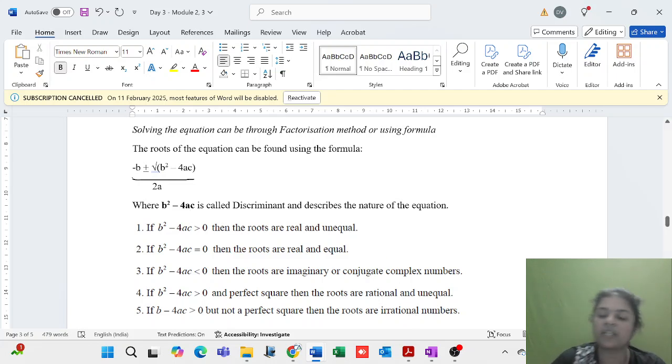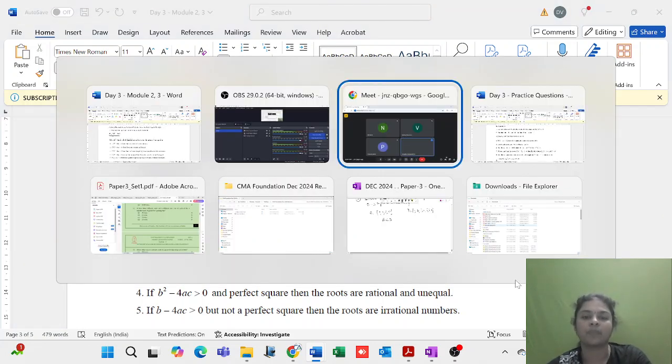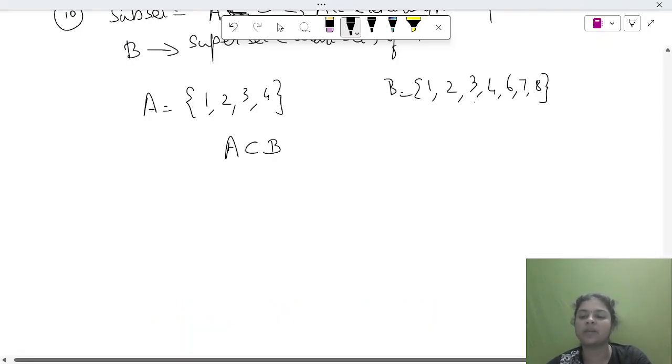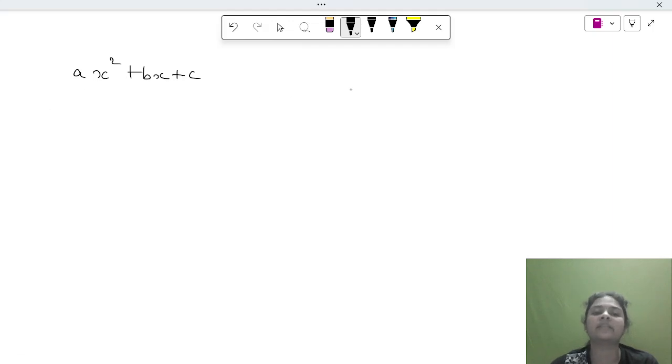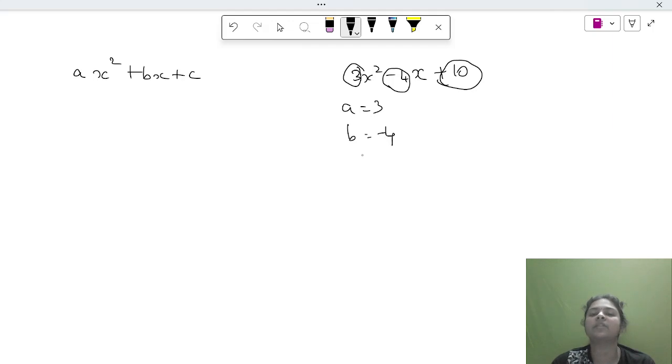How to find b square minus 4ac? We know the rule. What is the format of the equation? The format of the equation is ax square plus bx plus c. So if I give you an equation 3x square minus 4x plus 10, then c is plus 10, b is minus 4, include the sign, and a is 3. So in this case a will be 3, b will be minus 4 and c will be 10. And accordingly you can calculate b square minus 4ac.